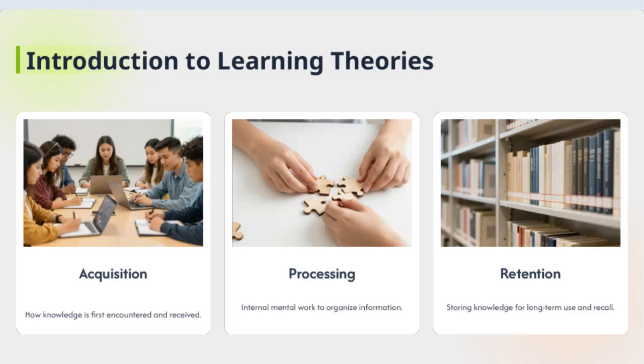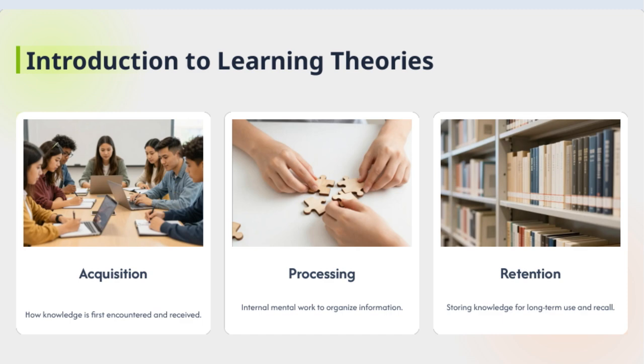Let's start by looking at how we store knowledge for the long term. This is all about retention, how our minds keep information accessible over time. Think of it as the mental filing cabinet where important knowledge is saved for future use. Next, we have internal mental work, which is crucial for organizing that information. This process helps us make sense of what we've learned, connecting new facts with what we already know, and making the knowledge easier to recall later.